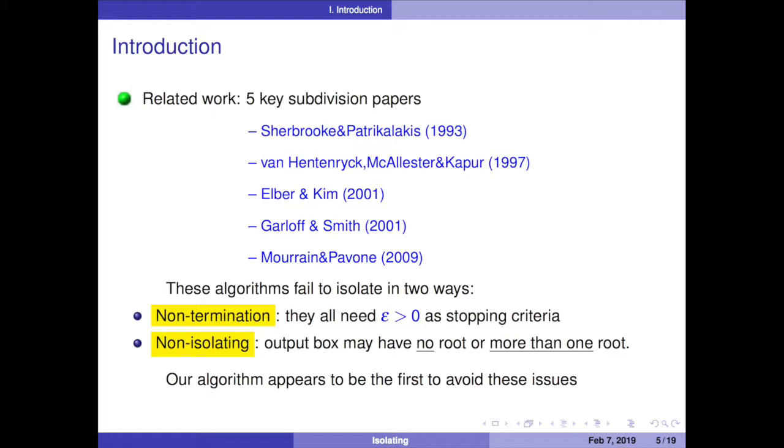So our algorithm actually appears to be the first to avoid these problems. Yeah? So in all these papers, do they highlight these two issues? They are usually not so formal. They just say we are finding roots, that's all. They don't go into zero dimensional, they don't say all those things.